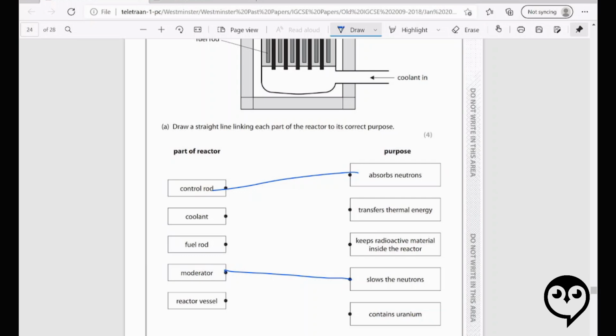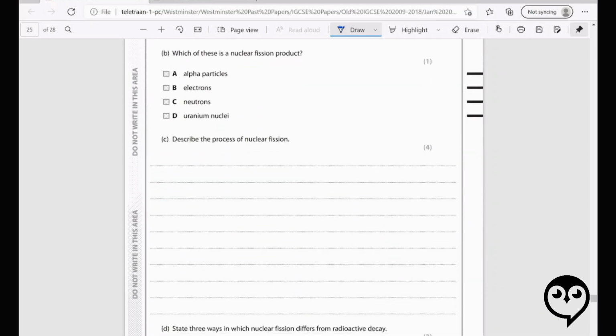A lot of students get these confused. Don't do that. The fuel rod contains the uranium. The reactor vessel and the coolant. Well, the coolant is going to transfer thermal energy, and the vessel is going to keep the radioactive material inside. Okay, I'm sure that's fine. Which of these is a product of fission?